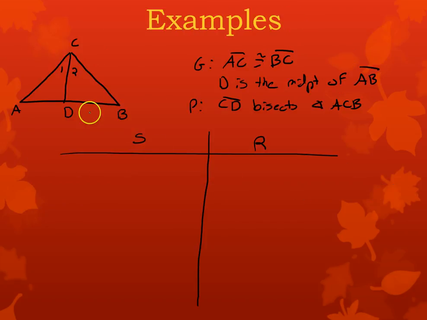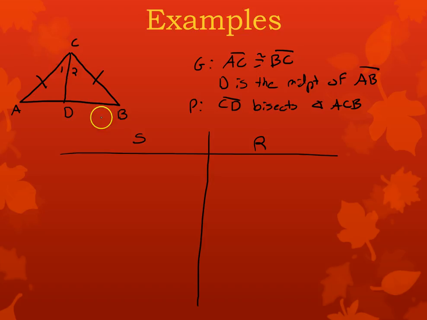So here's our first proof. We're given this triangle. We're told that AC is congruent to BC. We're told that D is the midpoint of AB. And we want to prove that CD bisects angle ACB. So our goal is to prove that this is an angle bisector. We need to show that angle 1 and 2 are congruent.